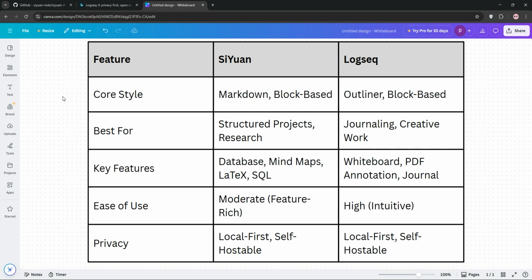What is better? Well, if you need structure and advanced tools, go to Siyuan. If you want fluid daily note-taking, Logseq's your pick. Try both because they're free and let us know what's your favorite.